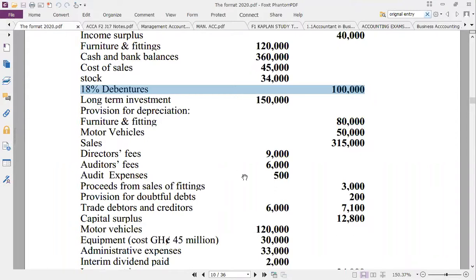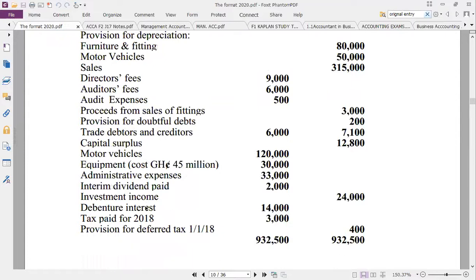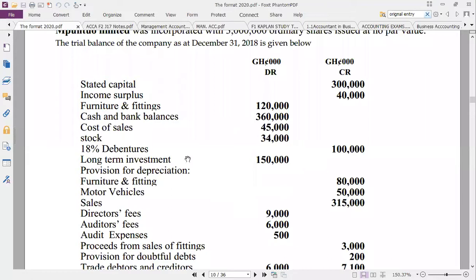Then you check whether they've paid this 18,000. So you can see the debenture interest here, 14,000. So that means out of the 18,000, they've paid 14. Everything here, there's no paid here, right? But still, it represents debenture interest paid, 14,000. So out of the 18, they've paid 14. So they are owing 4,000. Good. So that will be a current liability. Long-term investment, that's non-current assets.